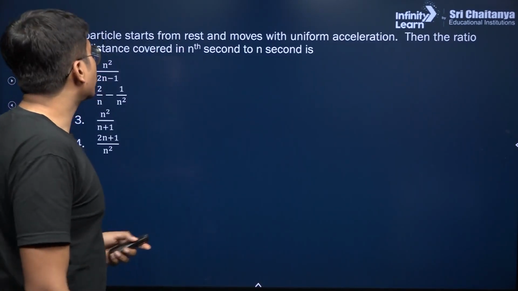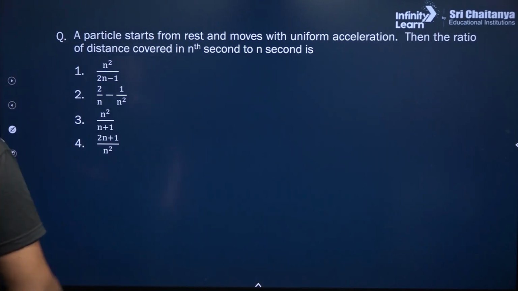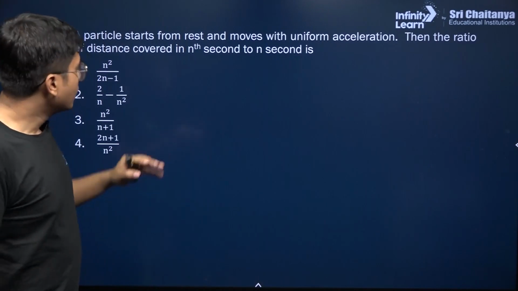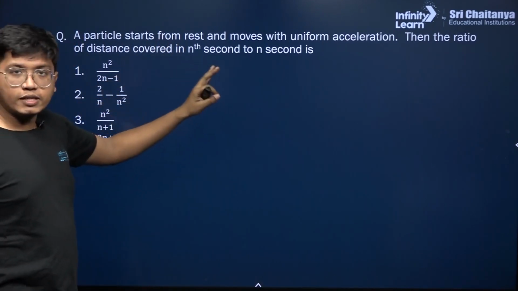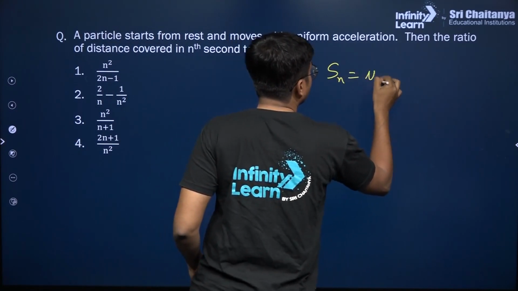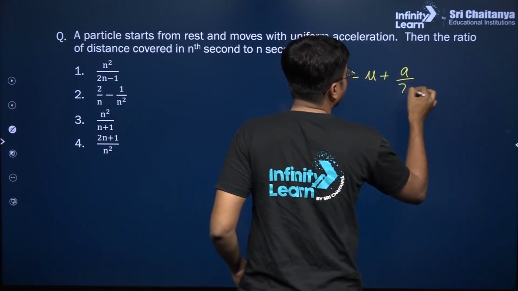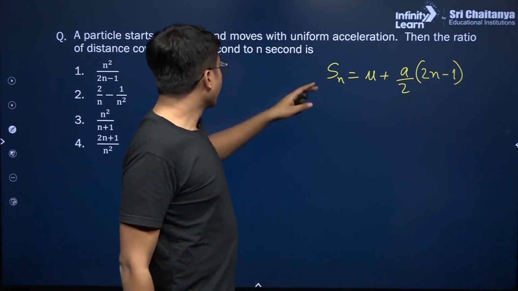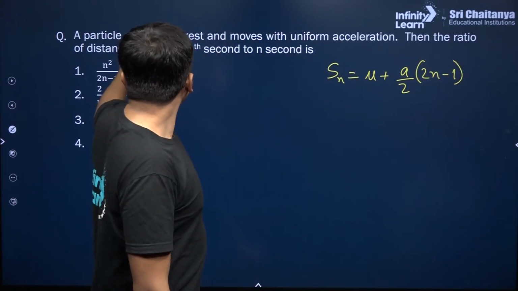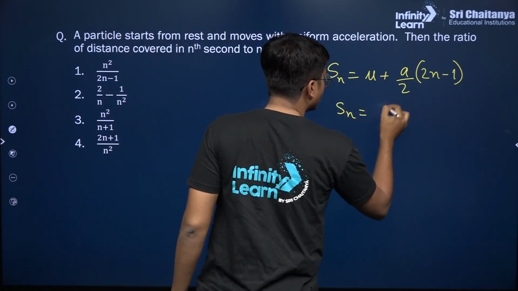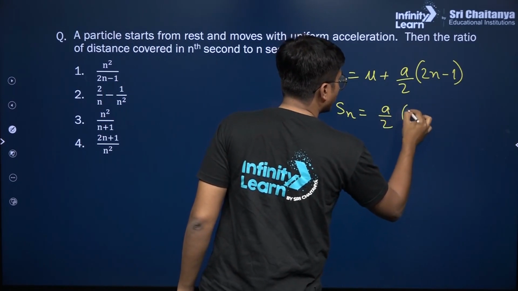This one, a particle starts from rest, moves with the uniform acceleration. Ratio of the distance covered in nth second to n seconds is. We have the relation for the distance covered in the nth second. It's given by Sn is equal to u plus a by 2 into 2n minus 1. Right? Over here, it starts from rest, so u is 0. So for us, Sn would be equal to just a by 2 into 2n minus 1.